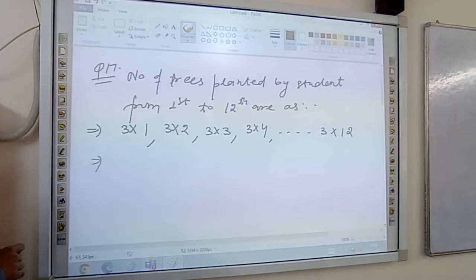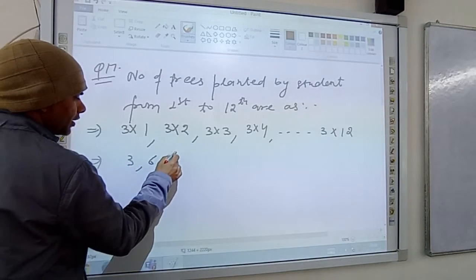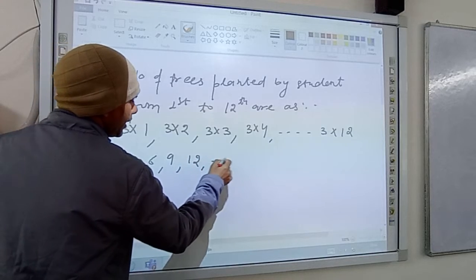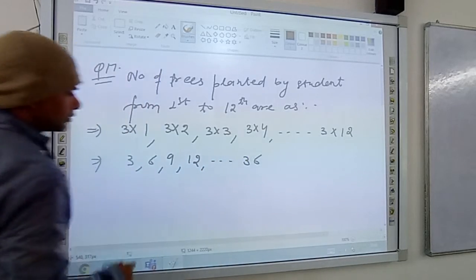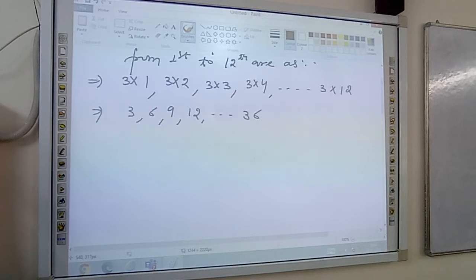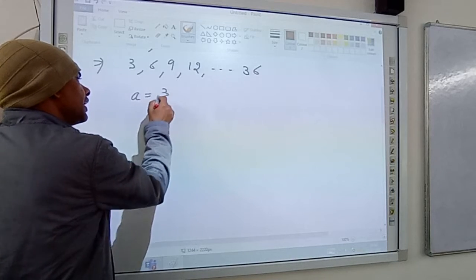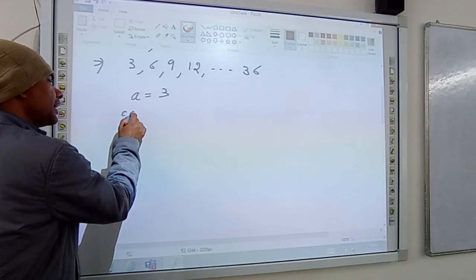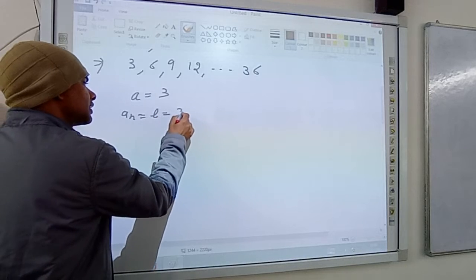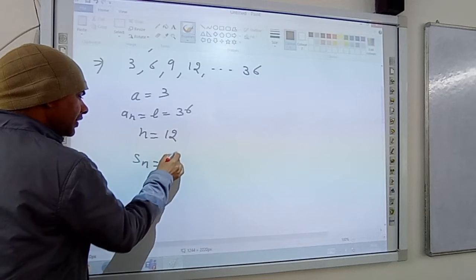No, sir. No problem. 3, 6, 9, 12 and 36. Okay. Now, number of trees planted by students from class 1st to 12th, we have to find out. What is a? a is 3, and the last term is 36. n is 12. Sn is n by 2 into a plus l.